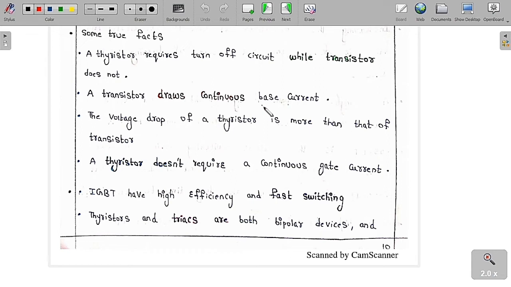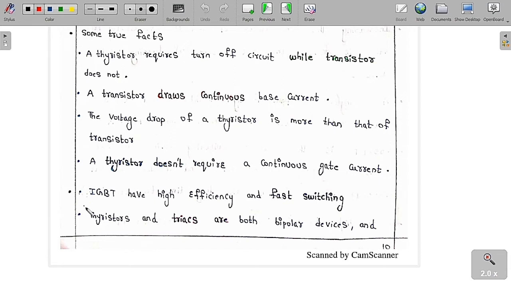The voltage drop of a thyristor is more than that of a transistor. A thyristor doesn't require a continuous gate current, but a transistor needs a continuous base current. So these are some of the important differences between a thyristor and a transistor. A thyristor requires a turn off circuit while a transistor doesn't. A transistor draws continuous base current, whereas a thyristor doesn't require continuous gate current. The voltage drop of a thyristor is more than that of a transistor.